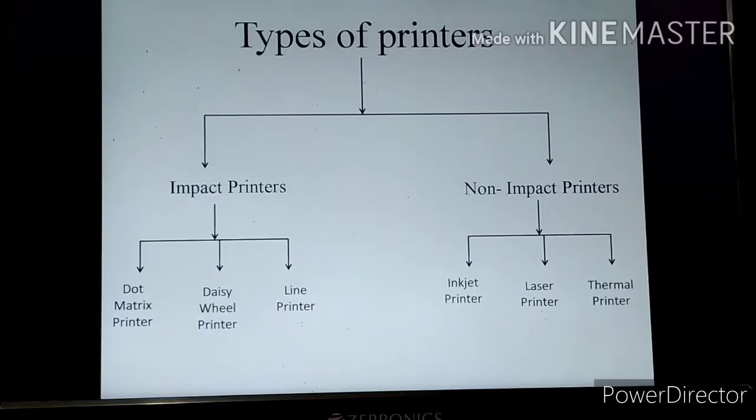I repeat once again. In the impact printer there is a direct connection between the paper and the ink ribbon. The paper and the printing head have a direct connection in an impact printer. Whereas in the non-impact printer there is no direct connection between the ink ribbon or printing head and the paper, right?